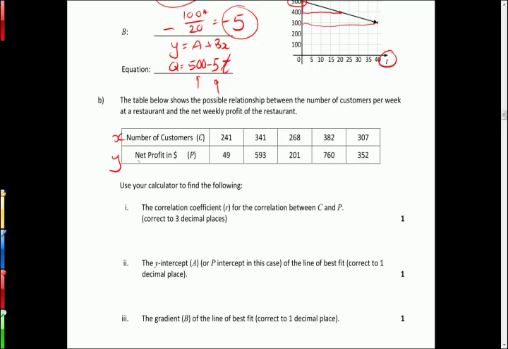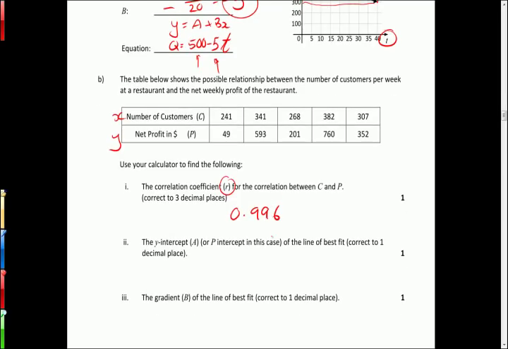Now on the Casio, I'm going to go to shift stat, which is the 1 key, go to 5 for regression. Then there's A, B, and R as my options. Well, the correlation coefficient is R. I asked the calculator what that is. R equals, and it says it's 0.996152, and so on. Correct to three decimal places, it's 0.996, and I don't round it up. The y-intercept, well, I go again, shift the 1 key, regression, and select option 1 for A, and it tells me to 1 decimal place it's minus 1178.4.